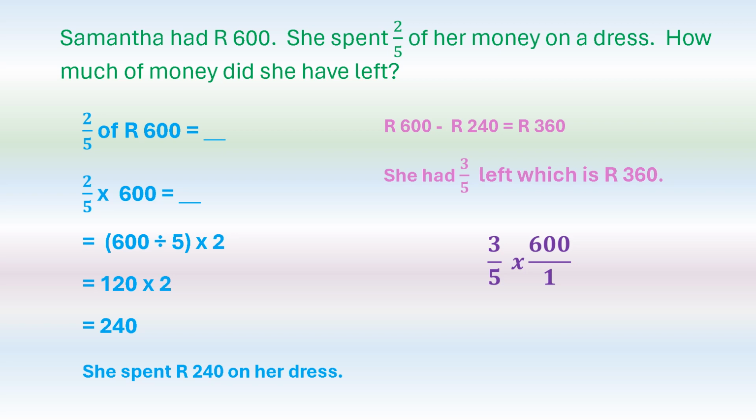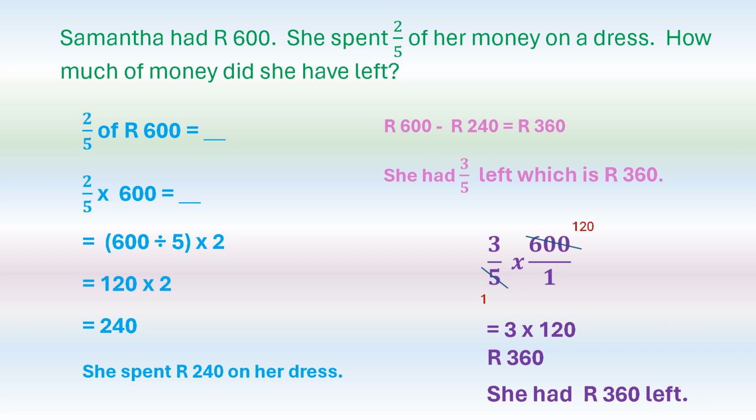So what we're going to do is try to simplify this fraction first. We're going to say 5 can go into 5 one time. That's the denominator. And then we can say 5 can go into 600 120 times. So what I basically did here is I simplified the denominator with the numerator on the top. I found out how many 5's can go into 5 at the denominator, and I took 600 divided by 5 and I got 120. Then the next step is to just multiply the numerators together. So we're going to say 3 times 120 is equal to 360. And then we write a closing sentence and we say she had 360 Rand left.